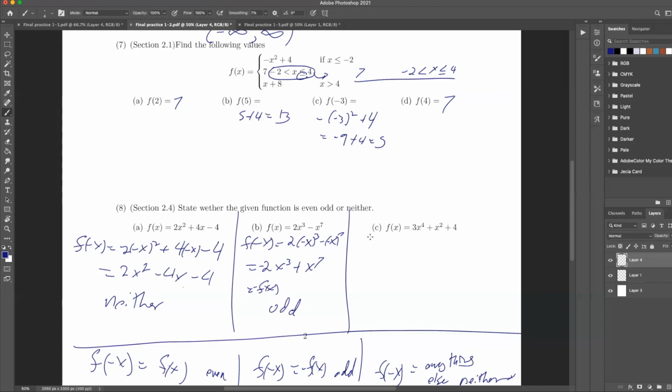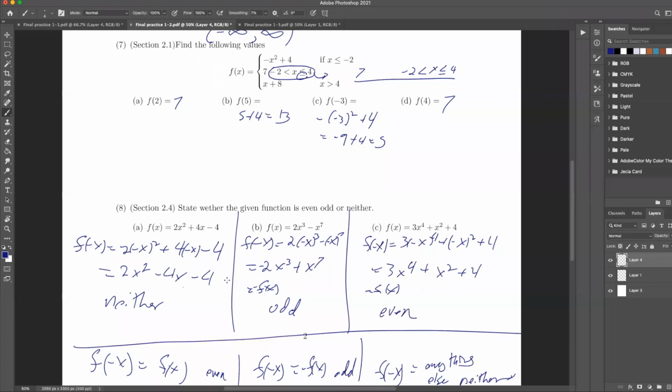And lastly here, we'll plug in f of minus x, and we get 3 times minus x to the 4th plus minus x squared plus 4. So negative x to the 4th is just positive x to the 4th. Negative x squared is just the same thing as positive x squared, plus 4. So this is equal to f of x itself, and so this one's even.